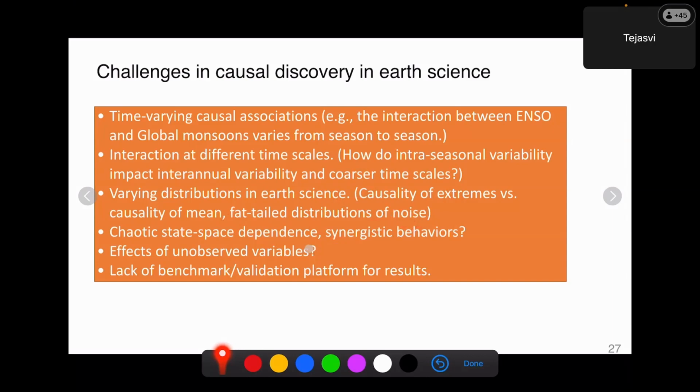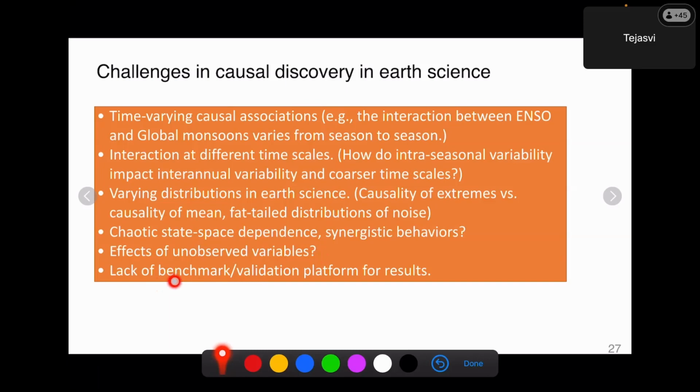The next is, what if there are synergistic behaviors? Synergy means that if there are two variables acting simultaneously, only then do we achieve a signal. If one of the variables is absent, the signal is absent. That's synergy. So what do we have for synergistic behaviors? And then there is the effect of unobserved variables. Like I told you, it leads to violation of an assumption called causal sufficiency. So how do you handle that?